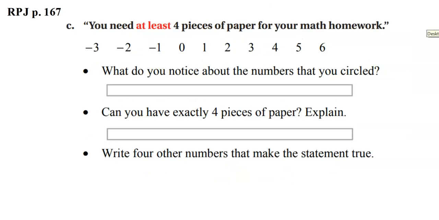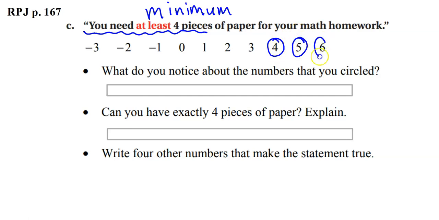Okay, so this is letter C. You need at least 4 pieces of paper for your math homework. And so I want you to think about this. When you see at least 4, that means that is a minimum. So I want to think about that as a minimum amount of paper. So if I need at least 4, that means I could get 5 or 6 pages, but the smallest number that works is 4. And then pause the video and answer the questions.